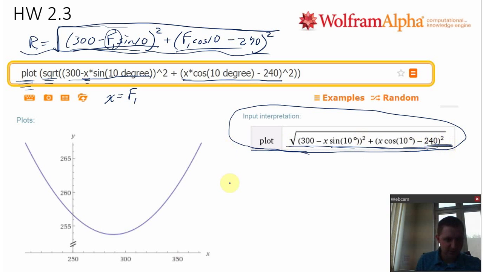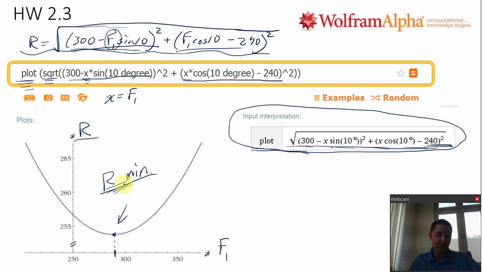Okay, so here's the plot of this function. So what are the axes here? What's y? Well, y is actually the magnitude of the resultant vector. And what's x? Remember, x is actually F1. So where is R a minimum? Well, I can see it. It's right there. That is when R is a minimum. Okay, so what's the answer? When F1 is about 290, then R is a minimum.